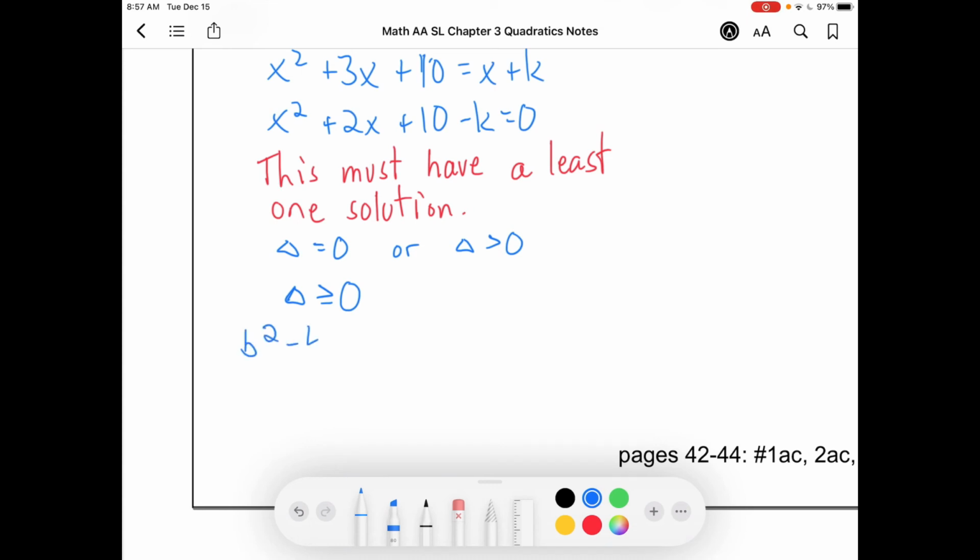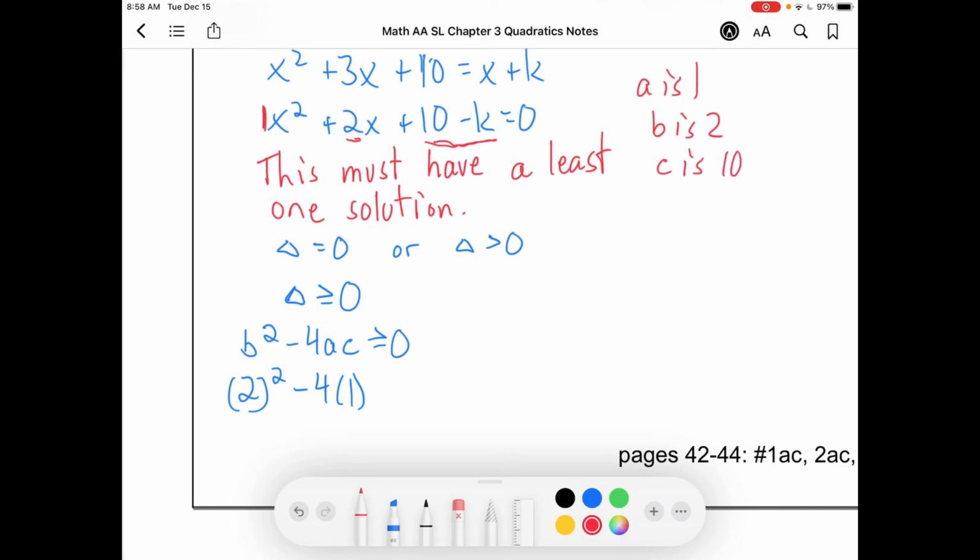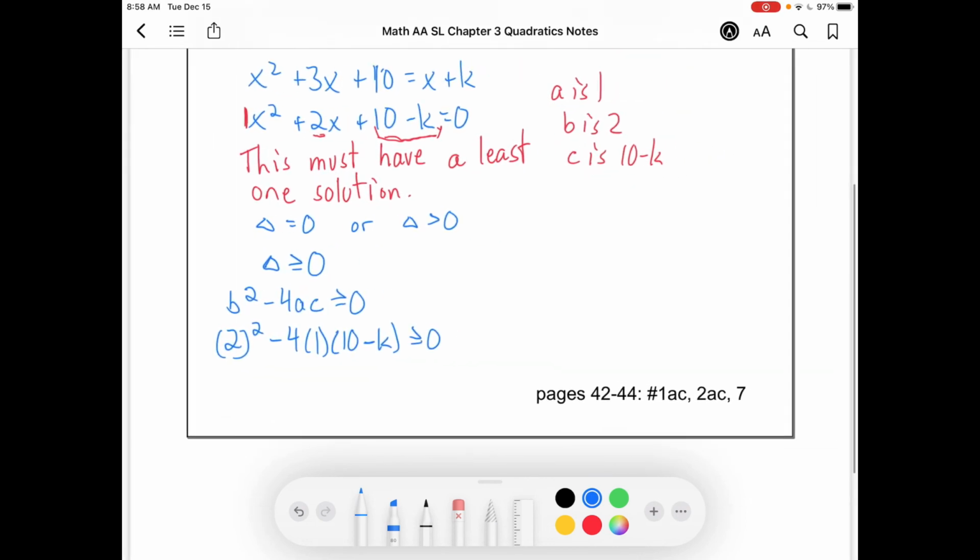So b squared minus 4ac is greater than or equal to 0. Let's check that out. So that's 2 squared minus 4 by a. Hey, I wonder what c is. So a is 1. b is 2. c is this whole mess of constants at the end. c is 10 minus k. Whatever the constants are at the end. Now the algebra will take care of itself. It's a question of making sure that we set it up properly. And at the end, we'll pick some k value and check that it actually works.